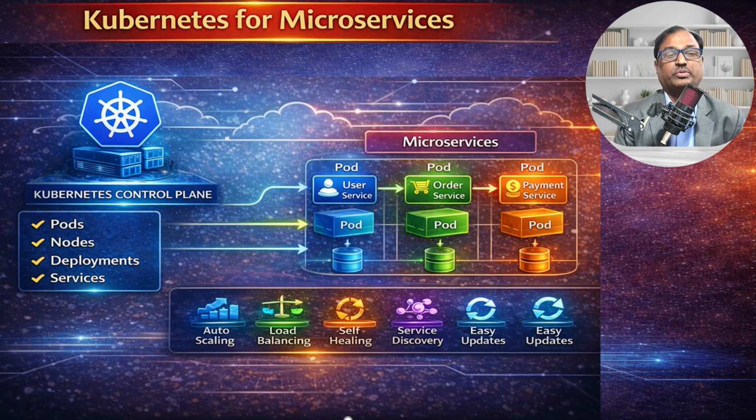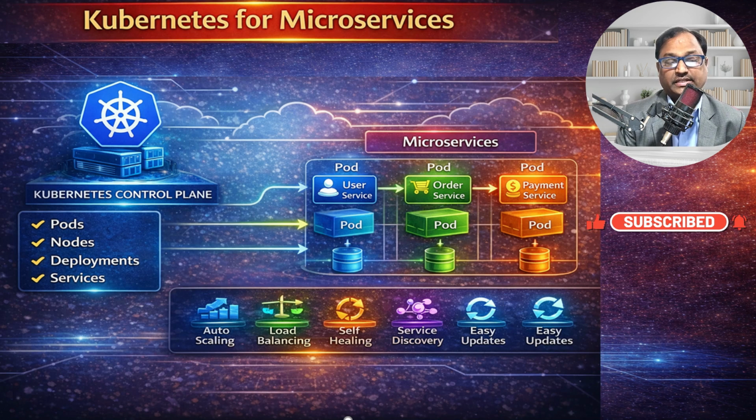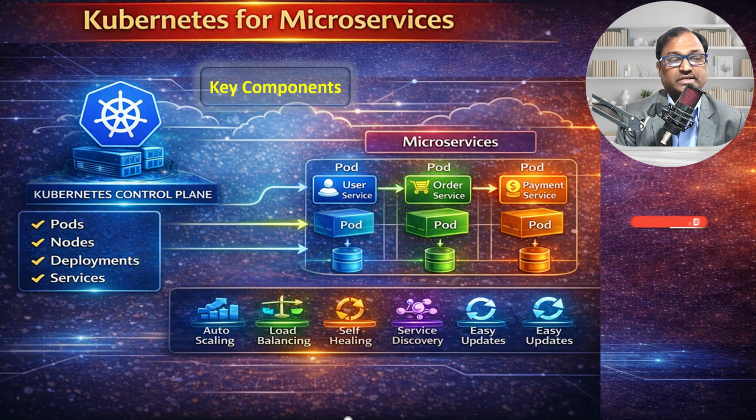The next key topic is Kubernetes for microservices. Kubernetes is a container orchestration system. It is used to manage, deploy, and scale Docker containers automatically. When we have many microservices running in containers, Kubernetes helps us handle them efficiently. Key components. Let us understand the key components of Kubernetes. Pods. A pod is the smallest unit in Kubernetes. Each microservice runs inside a pod. Nodes are machines where pods are deployed. Deployments manage how many instances of a service should run. Services provide networking and allow communication between pods.